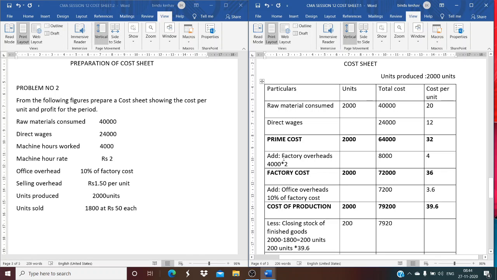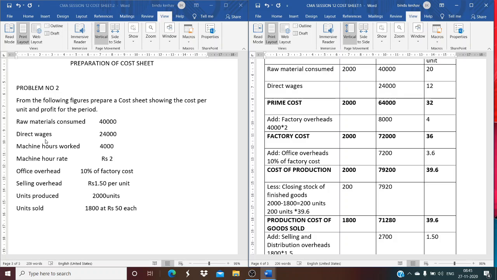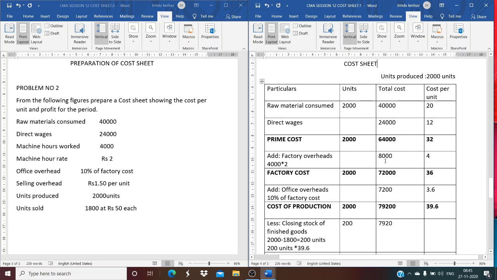To this we have to add the factory overheads. What is the information given? It's given that machine hours worked 4000 and machine hour rate is rupees 2. Machine works in the factory. So factory overheads, 4000 hours multiplied by rupees 2, 8000, and cost per unit, 8000 divided by 2000, rupees 4. So when we add factory overheads to the prime cost, we get the factory cost.